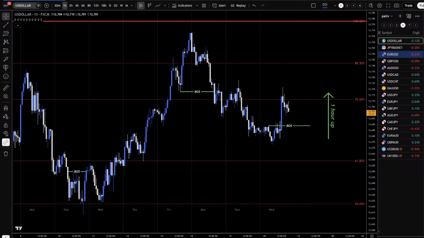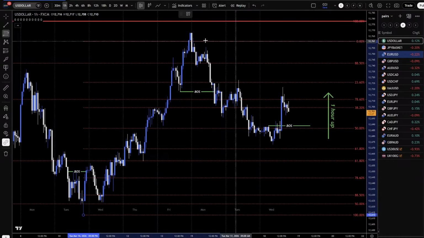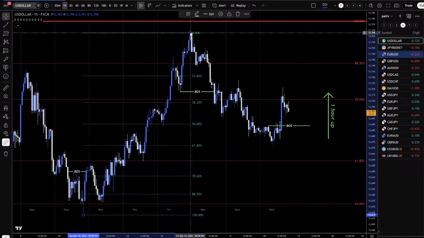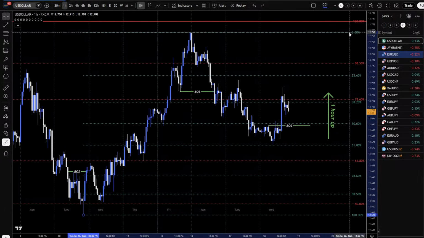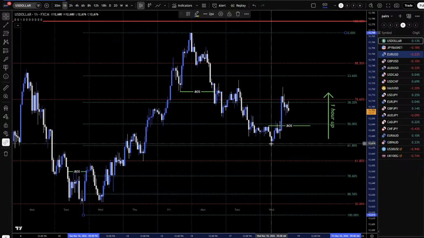The problem I have with this analysis is that the weekly just looks bullish. The daily just looks bullish. Let's see, are we at a Fibonacci level? That's what's important to me right now. Yeah, we definitely did get a Fib bounce. We bounced right out to 61% Fibonacci.